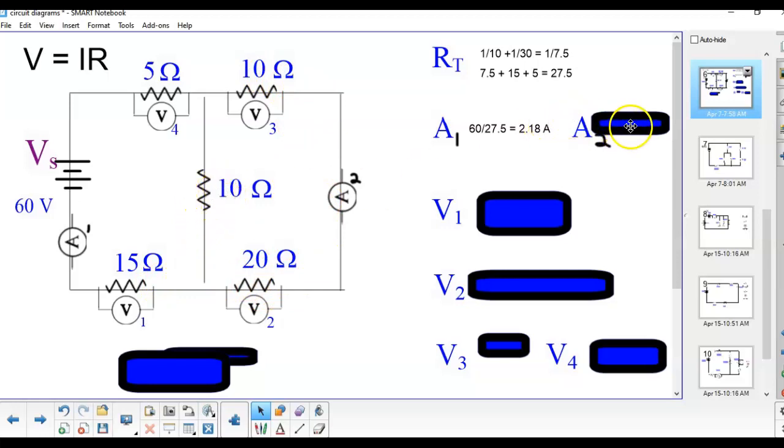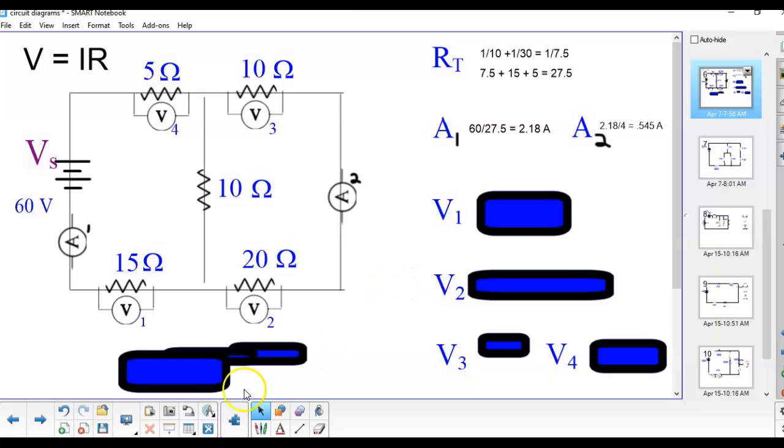resistant path. So if you take the current that's heading in to this junction here, 2.18 amps, 1/4 of it wants to go this way, and 3/4 of it wants to go this way, because it's 3 times easier to go through here than it is to go through there. That gives you 0.545 amps.